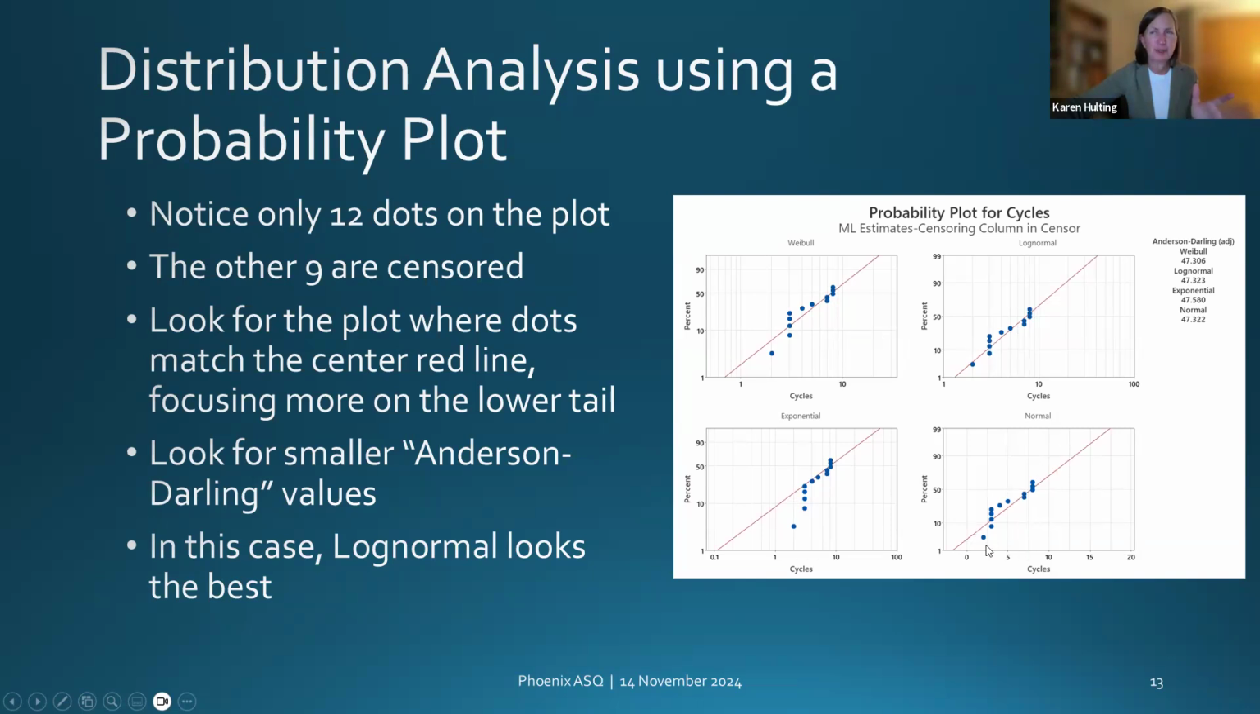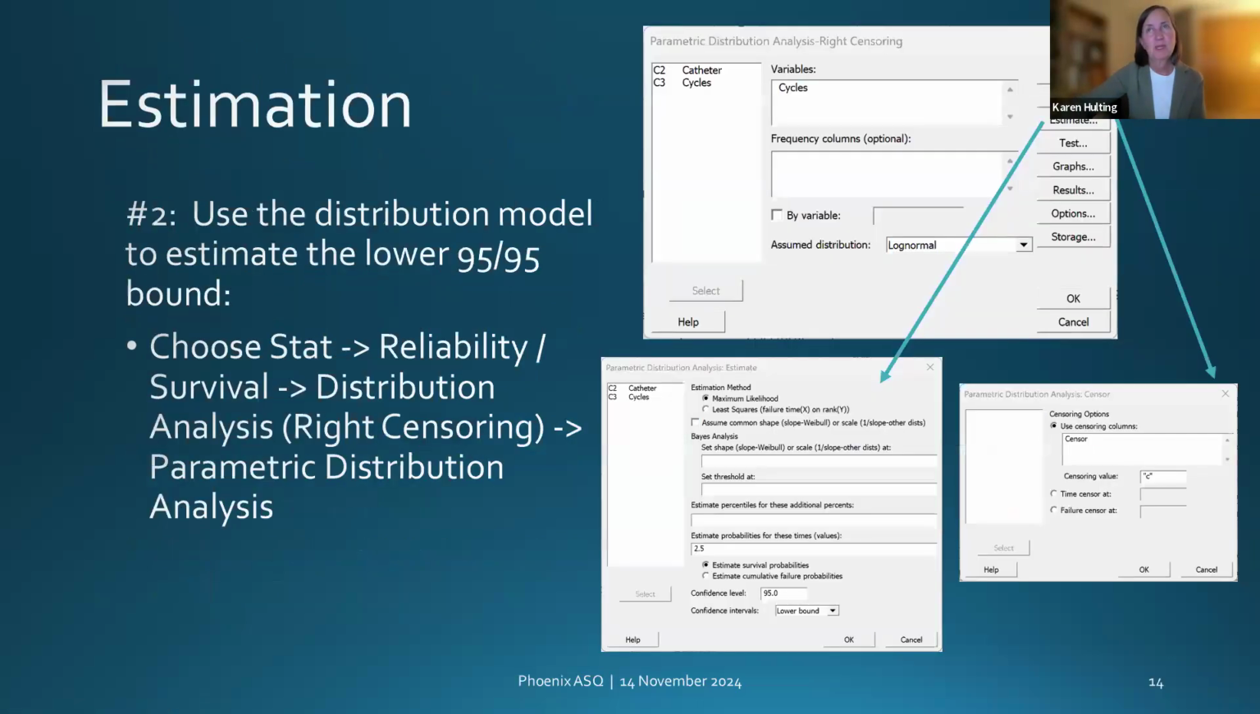If I chose this normal distribution model, we see this line over here at the bottom. Hopefully you can see my cursor on this shared screen. It actually predicts some negative cycles, right? Which is not very appealing in a model. So for many reasons, I would go with that log normal model.